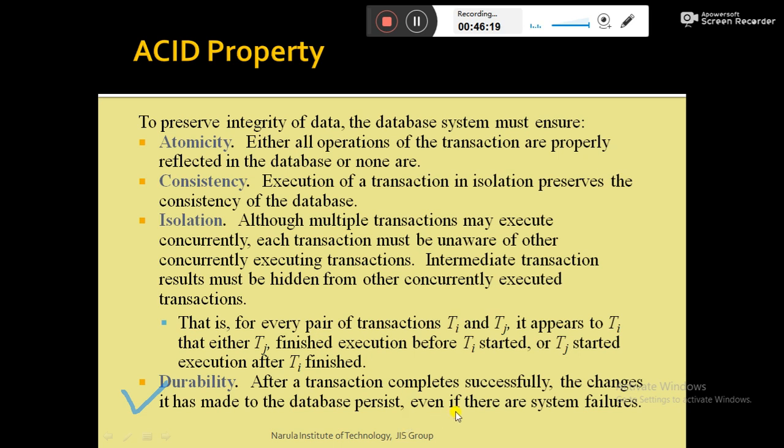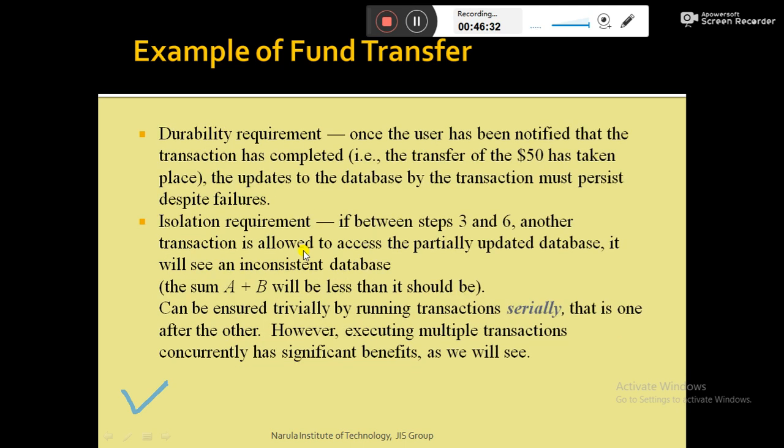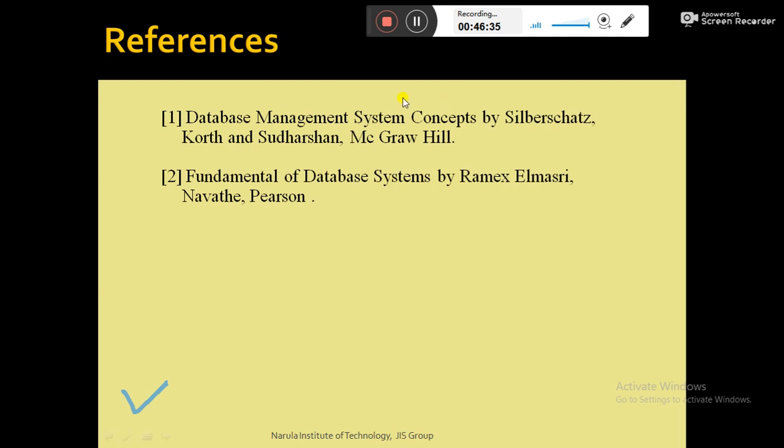So this is the concept of durability, and this is the example of fund transfer in terms of the ACID properties. All these things have already been discussed. I'm not repeating it all again, and these are the references. You may go through them for more details about the transaction management system.